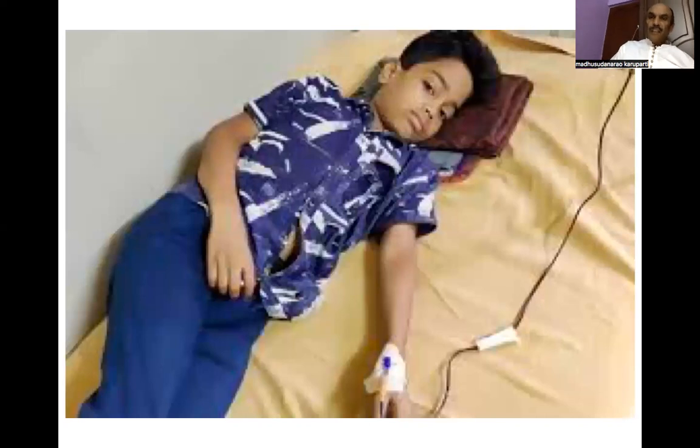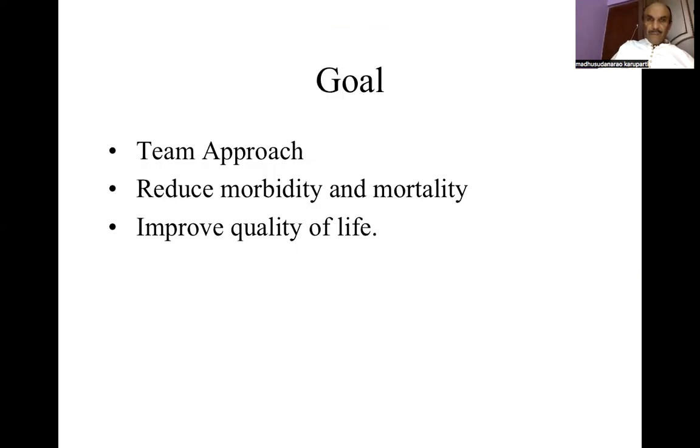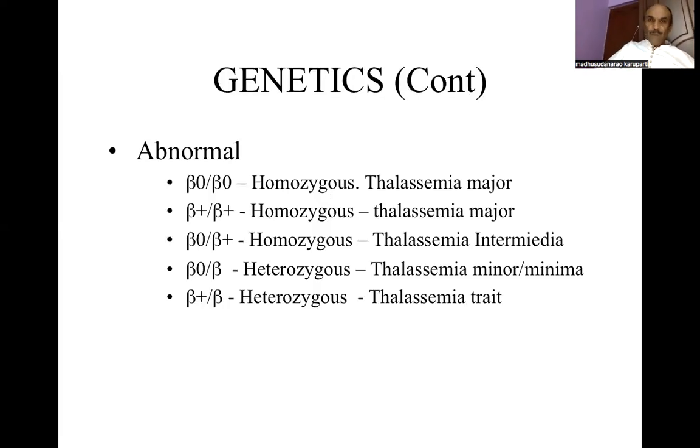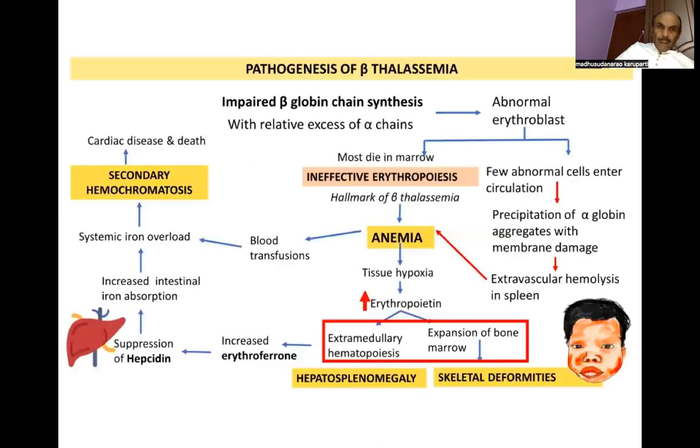This is the child on regular blood transfusions. And the management includes a team approach in order to reduce the morbidity and mortality and improve the quality of life. How do you go about it? This is the pathogenesis of beta thalassemia, which we have already talked about.